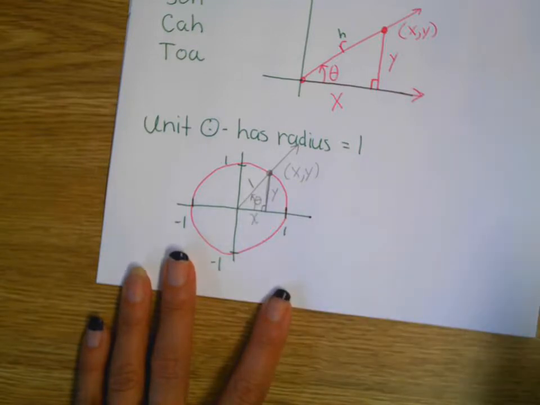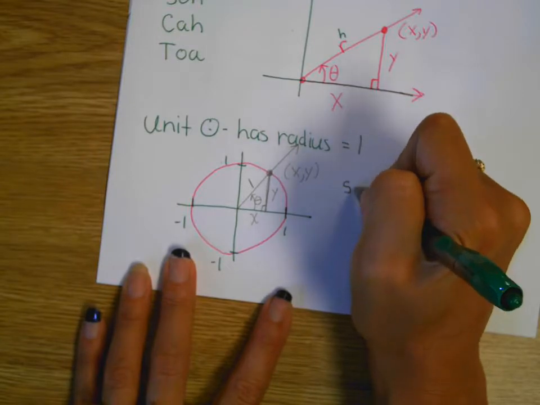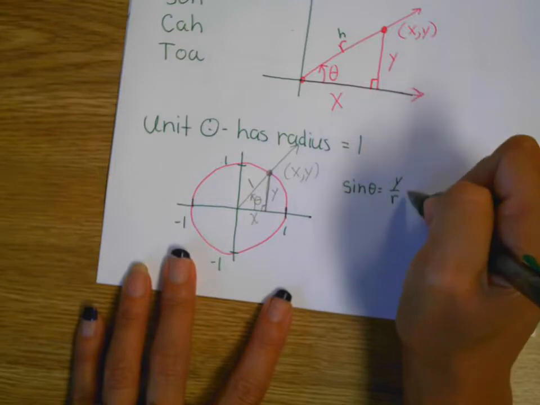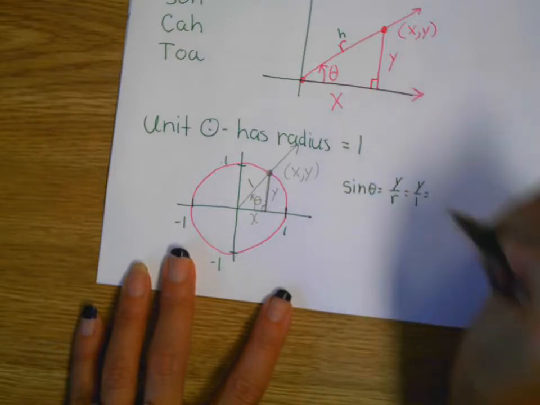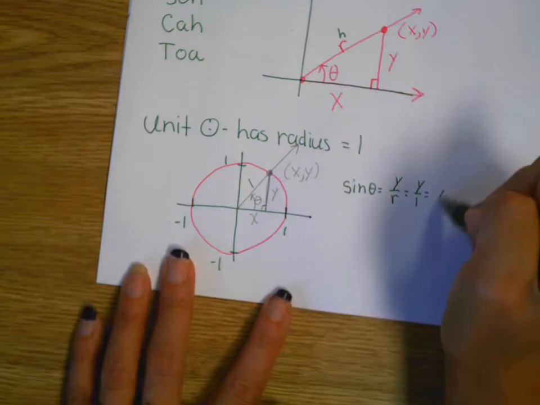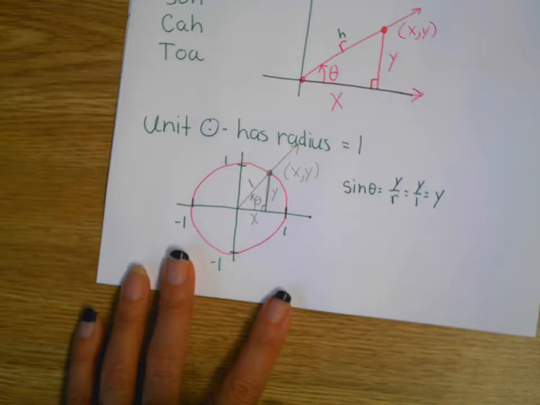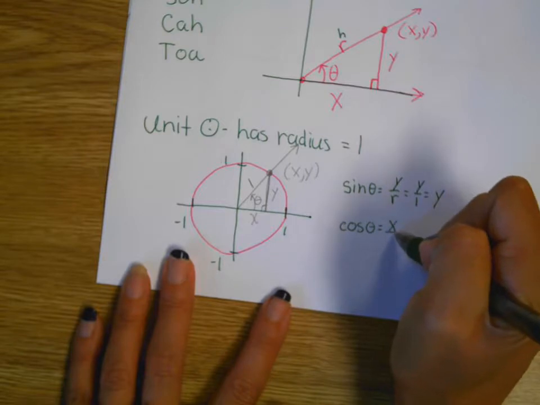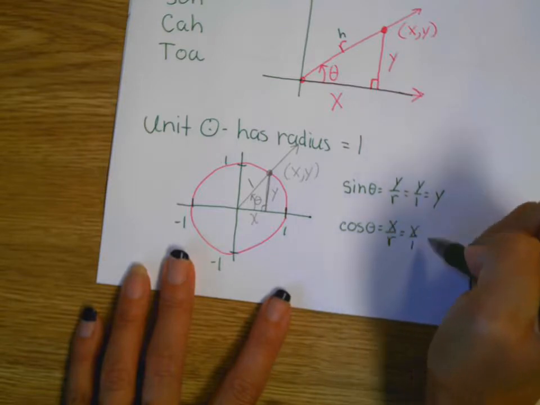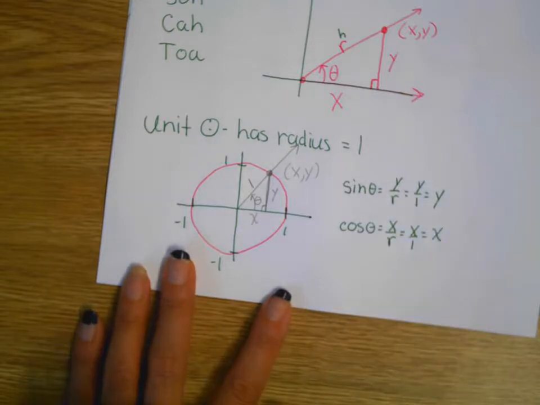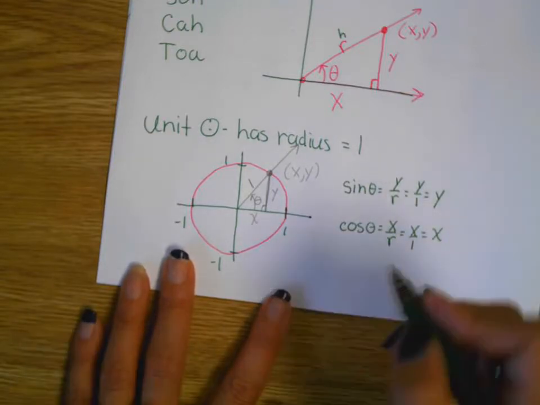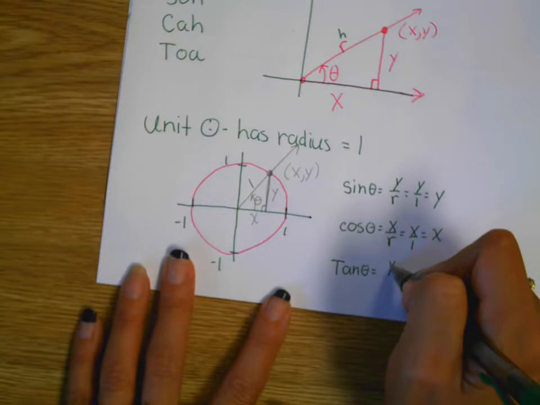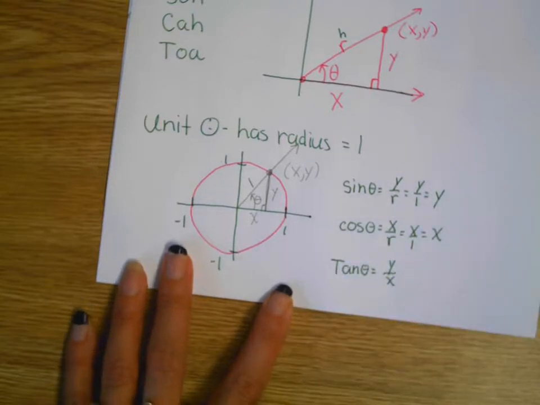Let's see what happens to our sine, cosine, and tangent ratios. So sine, if I look above, is y over r. But if r is a 1, it simplifies down to just the y value. Cosine, which is x over r, x over 1, simplifies down to just the x. Tangent, y over x, isn't going to simplify.